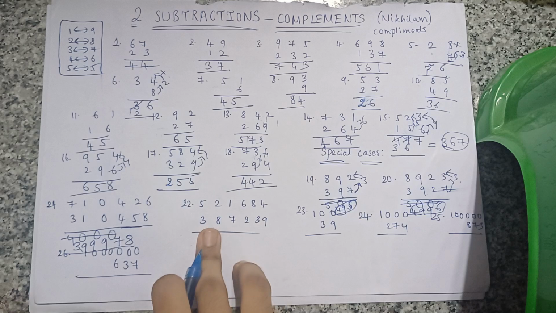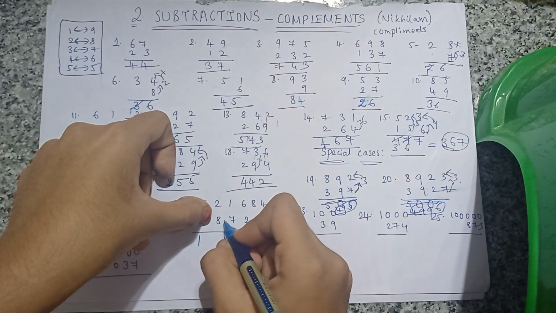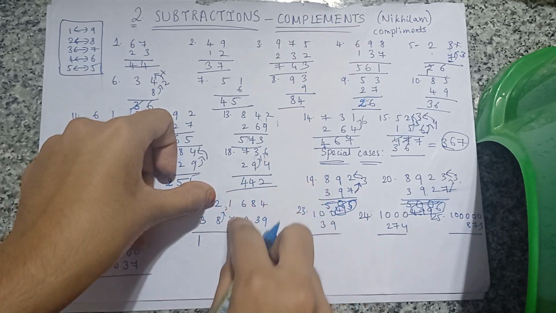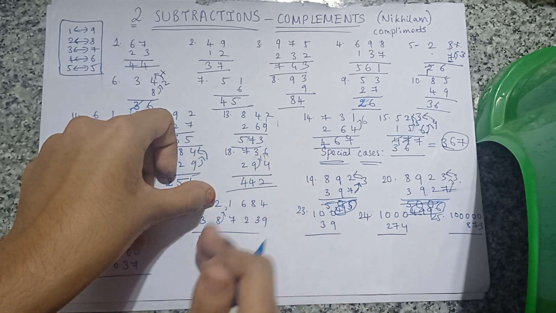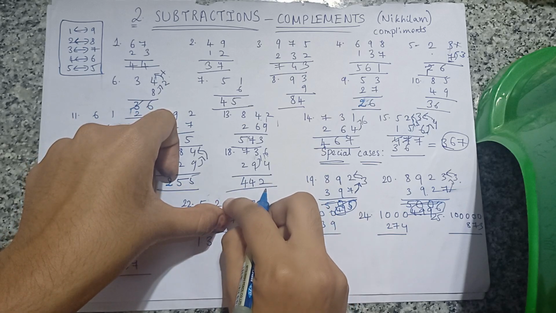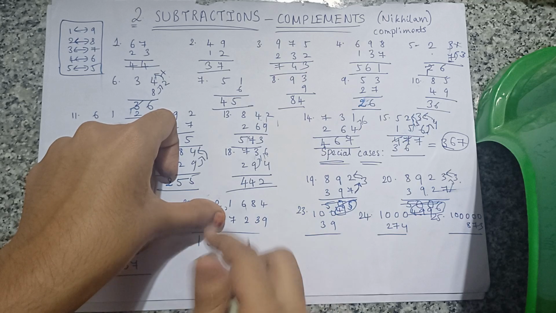Now 5 minus 3, 2. But since it is a mismatch pair, 2 minus 1, 1. And now the complement for 8 is 2. 2 plus 2, 4. But since it is a mismatching pair, 4 minus 1, which is 3. Now this 7 complement 3. 1 plus 3, 4. Since it is a matching pair, we keep 4 as it is.